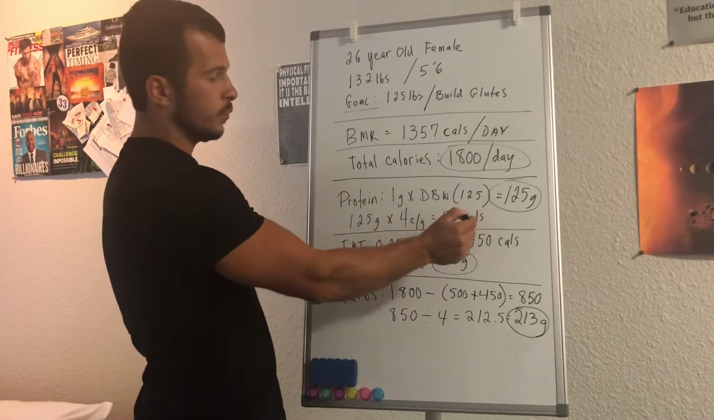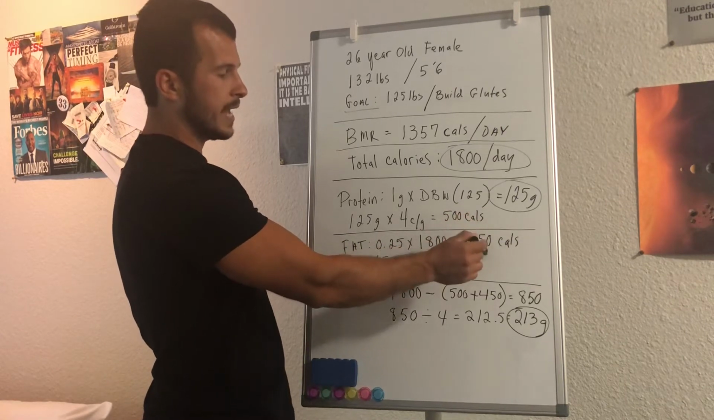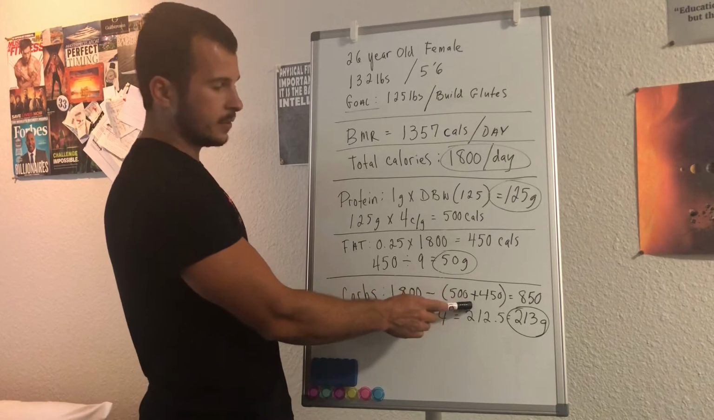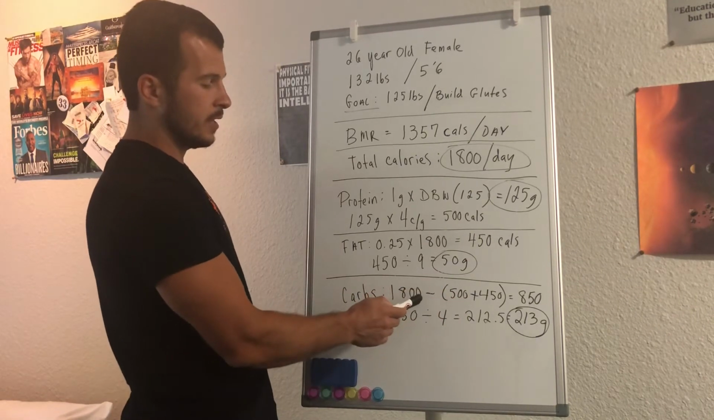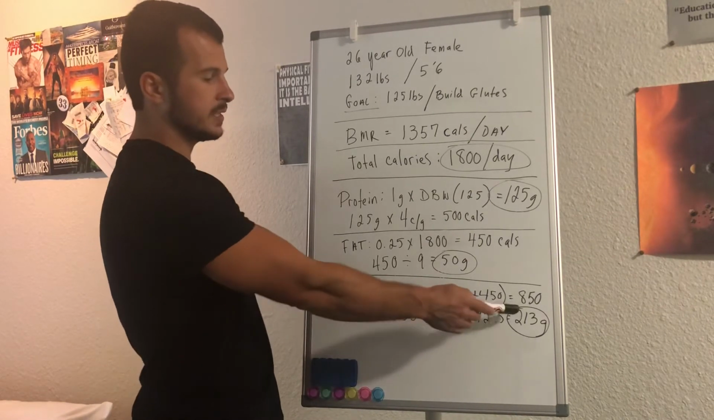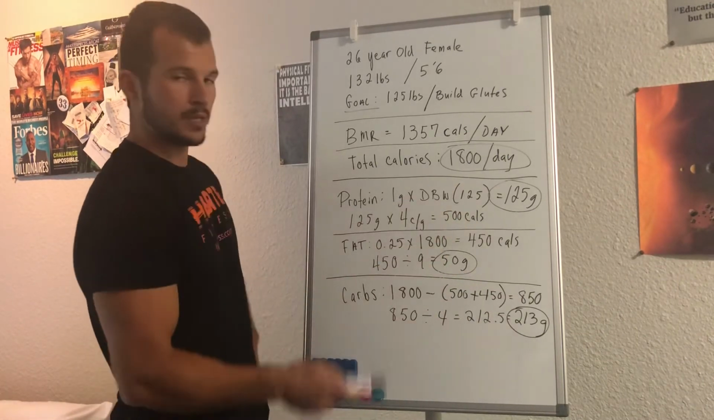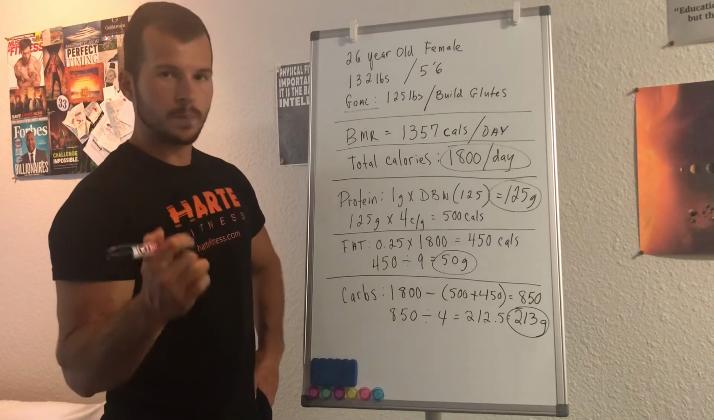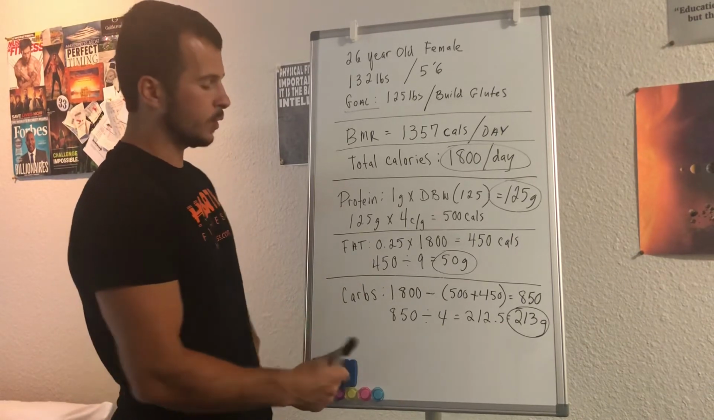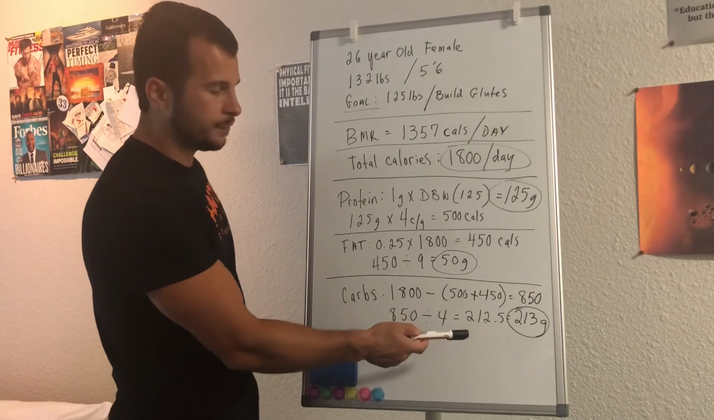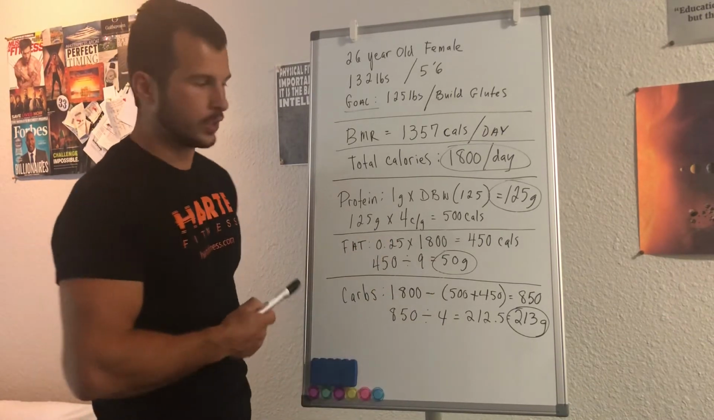Now, we use these two total calorie expenditures for protein and fat. We're going to add these right here, which is 950, and we minus that from the 1,800, which gives us 850 calories of the 1,800 is going to be coming from carbs. There's 4 calories per gram of carbohydrates, so you do 850 divided by 4, which equals 212.5, and we'll just round up to 213 grams.